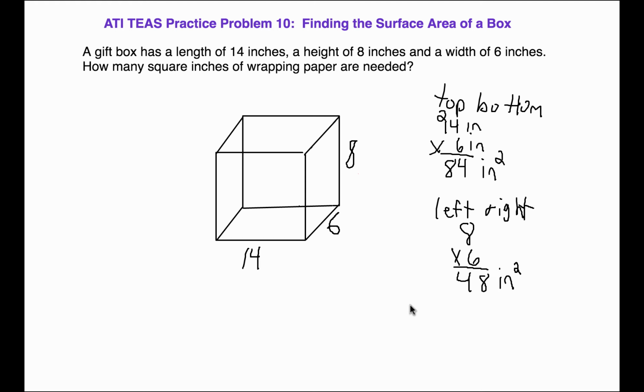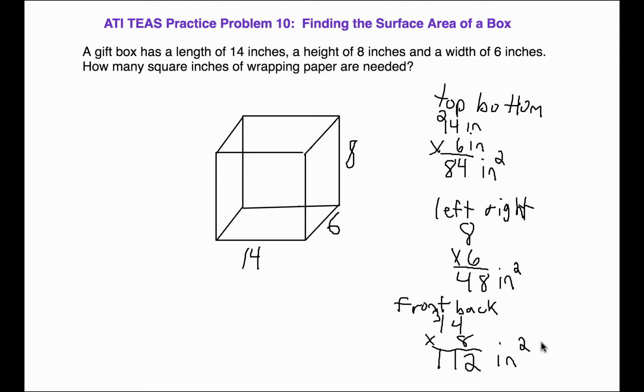And then finally, we're going to do the front and the back. Okay, what are our dimensions for the front and the back, guys? They are 14 here and the height here, which is 8, right? So length and height, 14 times 8. 4 times 8, 32. Put your 3 here. 1 times 8, that's 8 plus 3, 112.